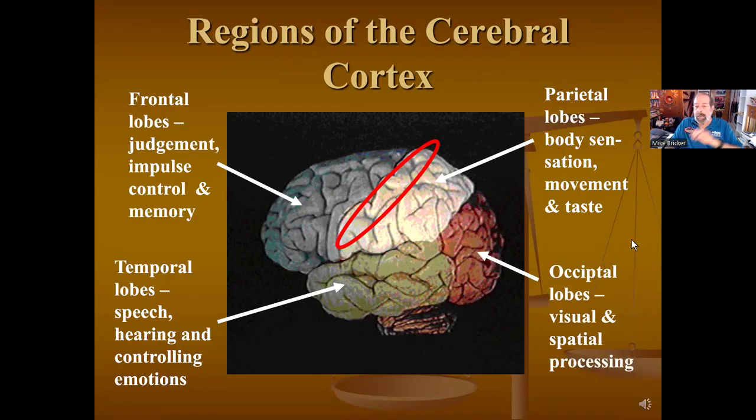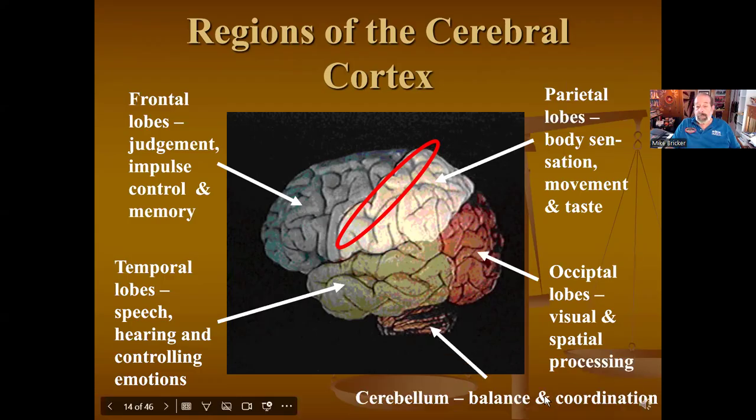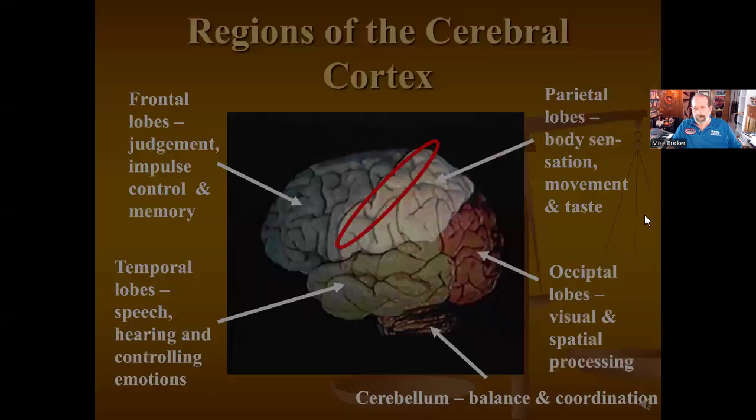Then we have the occipital lobes back here, responsible for visual and spatial processing, and finally the cerebellum. We used to think it was mainly involved with balance and coordination, but we now know that it's also responsible for some really complex memory functions that have to do with things like PTSD.